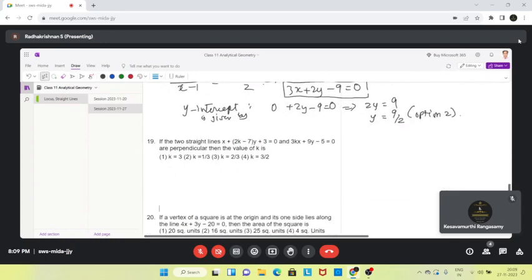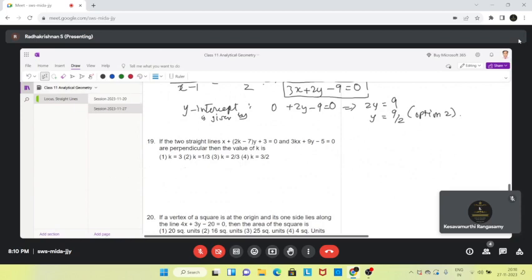Okay. If the two straight lines (x plus (2k minus 7) into y plus 3) equal to 0 and 3kx plus 9y minus 5 equal to 0 are perpendicular, then the value of k is. This is again, what is the slope of the first line, slope of the second line, and product of the slopes is -1. And you get a value of k like that.